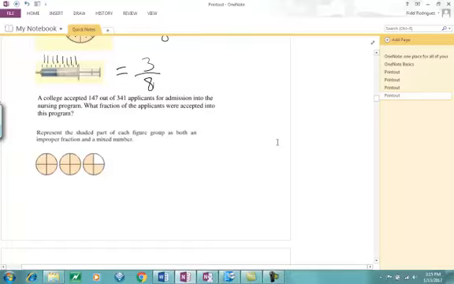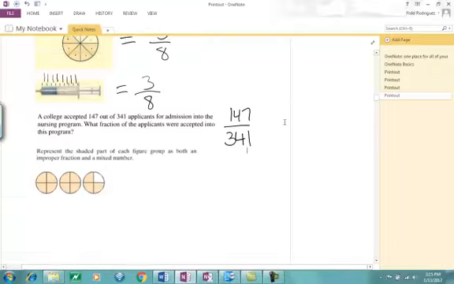The next part says a college accepted 147 out of 341 applicants for admission into the nursing program. What fraction of the applicants were accepted into this program? Well, we took 147 out of a total of 341.